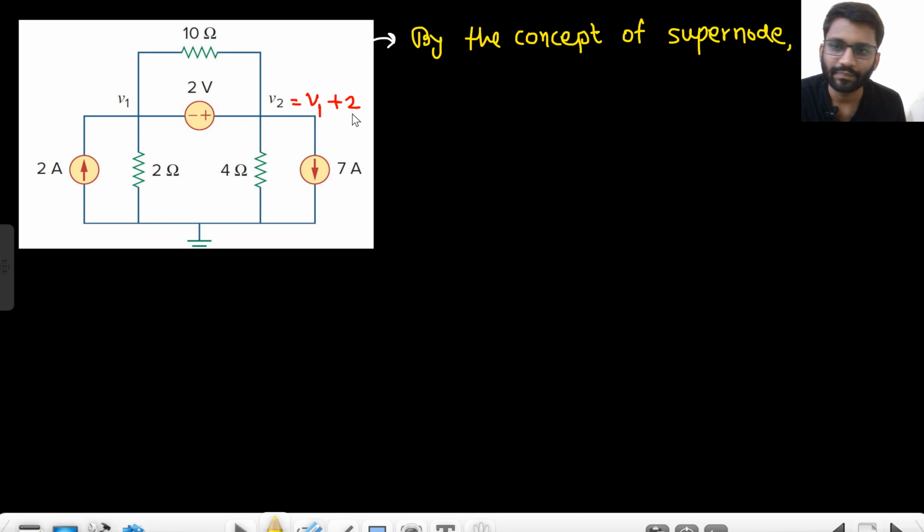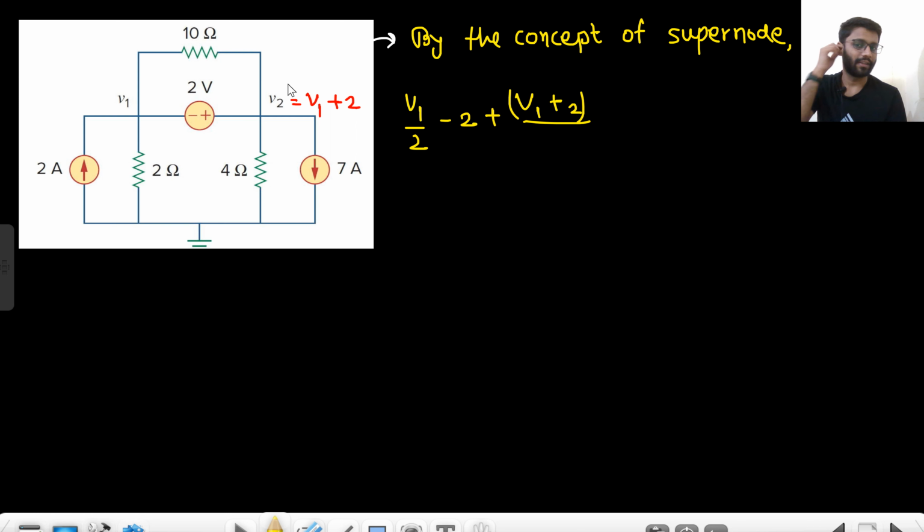How will we apply? V1 by 2 ohm, then here there is 2 ampere current incoming, so minus 2 plus V1 plus 2. We are coming at this node now, V1 plus 2, because we are ignoring the current in the common branch. So now we will ignore the current in these two branches and just write down the current in the other two branches. So it will be V1 plus V2 by 4 plus 7 equals to 0.